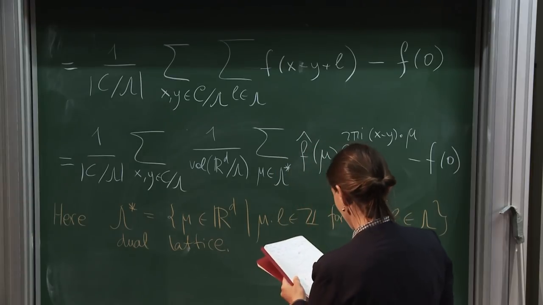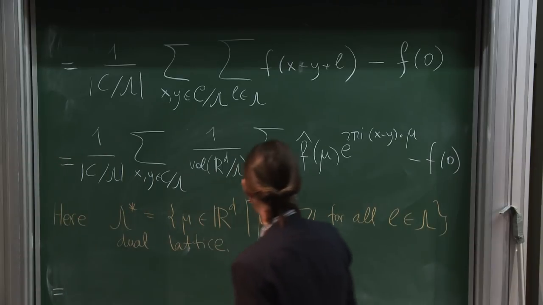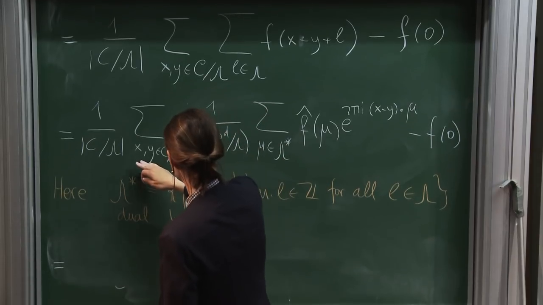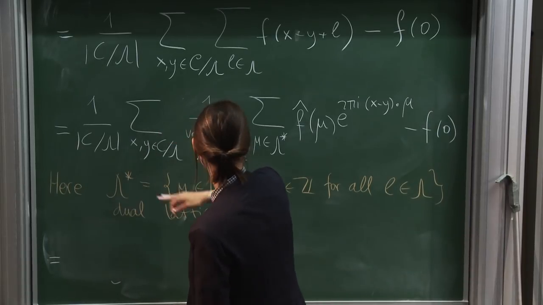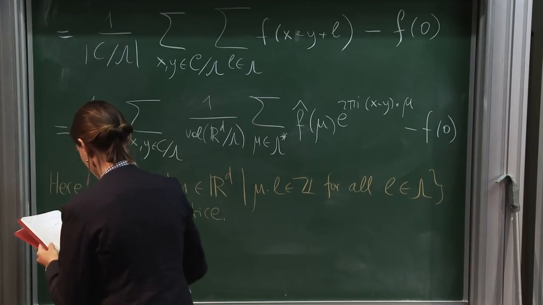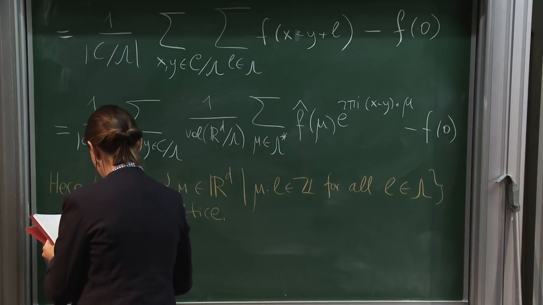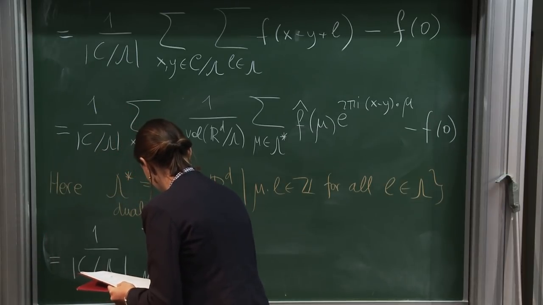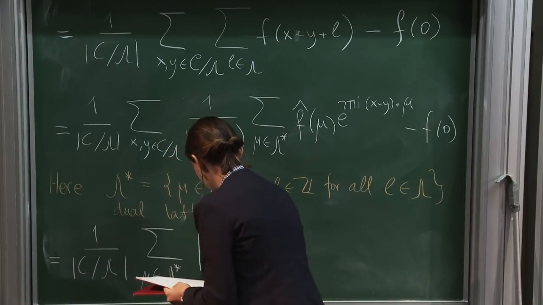And so now we do maybe the most non-trivial part of our proof. What we will do is replace this double sum by the absolute value squared of a single sum. We leave our summation over the dual lattice. And so now here the trick comes.